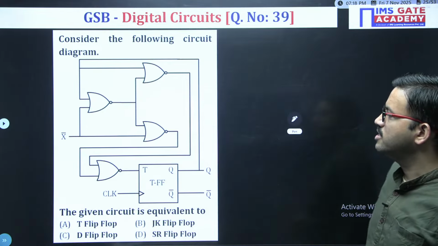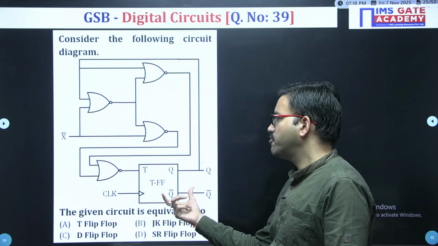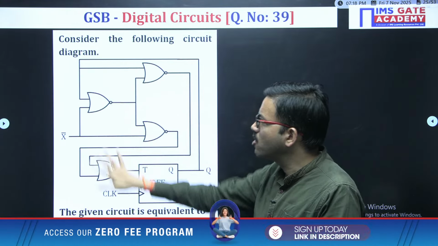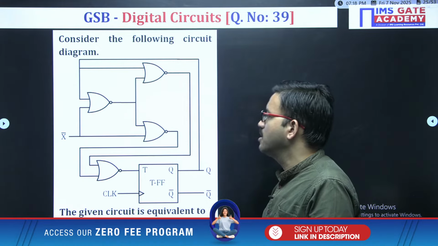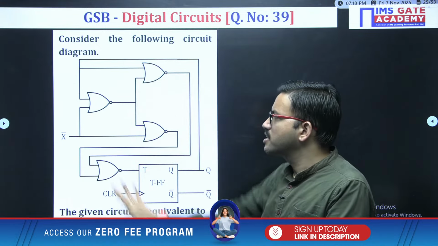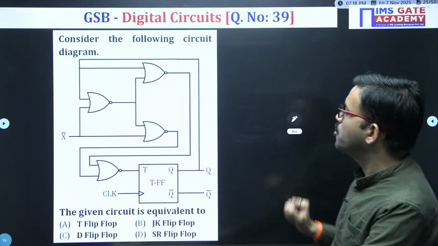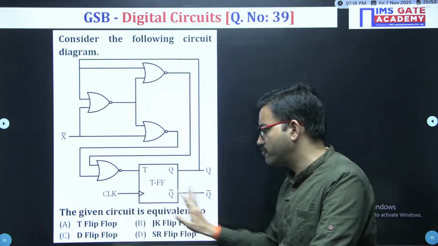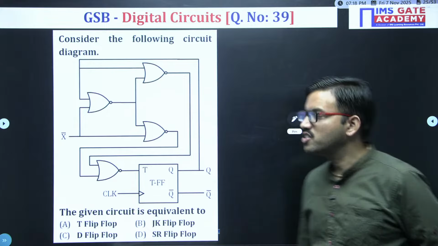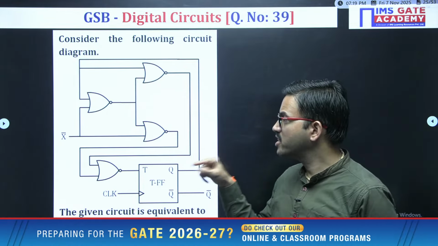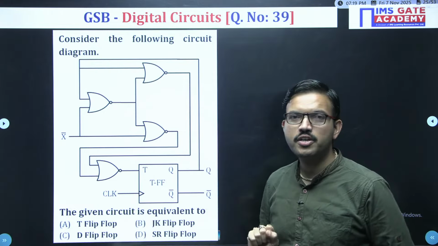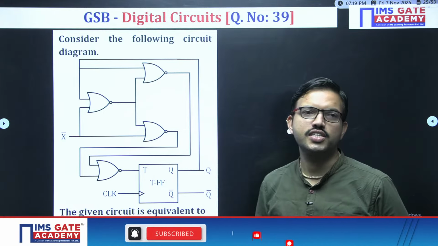In the next question you have a T flip-flop, and then here you have logic gates. All the logic gates are NOR gates. Now you have to identify the overall circuit, which will be one of the flip-flops. This model we covered, if you remember, in the first question and also after the third question, and now we are discussing one more question.